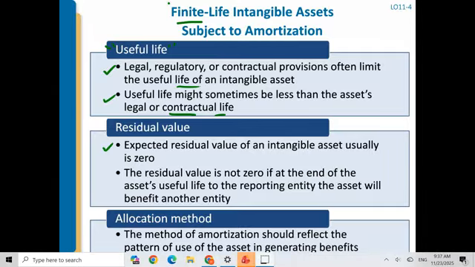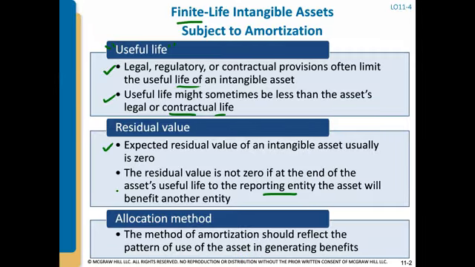And the residual value is not zero only if at the end of its useful life to the reporting entity, the asset will benefit another entity. And the allocation method is through the use of amortization and should reflect the best use of the pattern of use of the asset in generating the benefits.